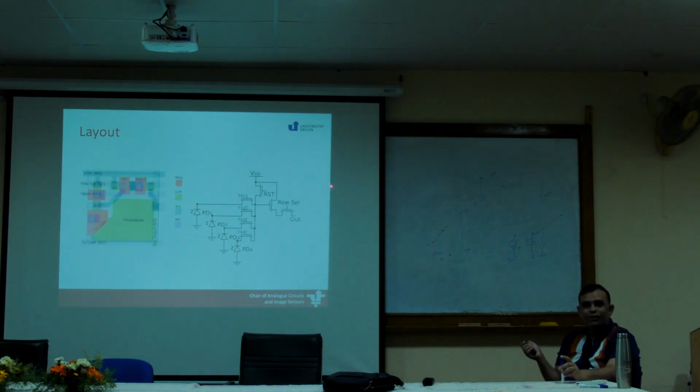3 divided by 4 is 0.75. So essentially this comes out as 1.75 transistors per pixel.